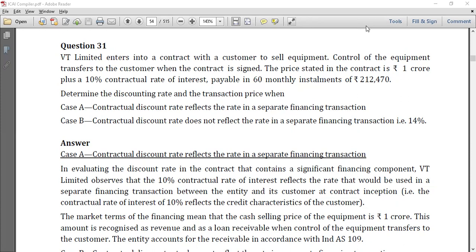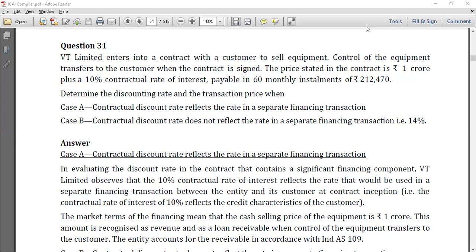The customer is paying 60 monthly installments to VT Limited, and one installment is 2,12,470. If you calculate 2,12,470 multiplied by 60 installments, you'll get 1 crore 27 lakhs 48,200. And if you discount this using the PV factor of 10% for 60 installments, you will get 1 crore. So you can say this 10% is a contractual rate of interest.